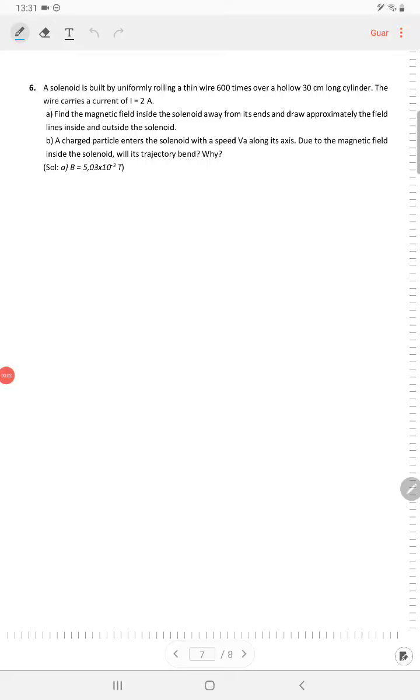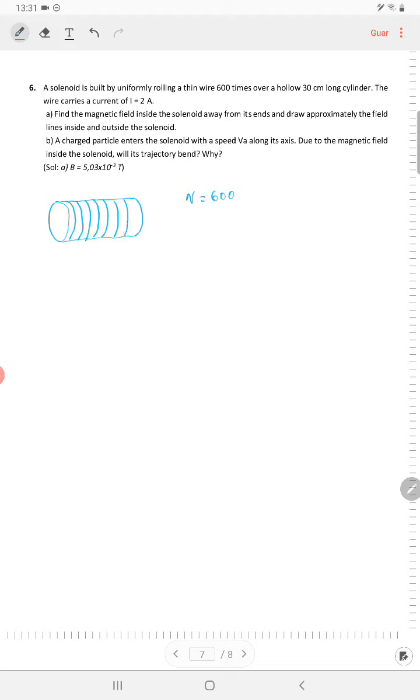In this video we solve problem 6 of Unit 15. We have a solenoid which we could draw kind of like this, that has a wire that goes round and round a number of times, which is 600 times. So this is like having really 600 loops, okay?